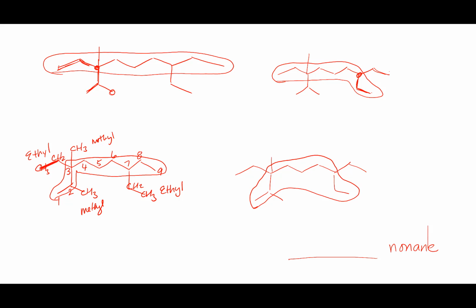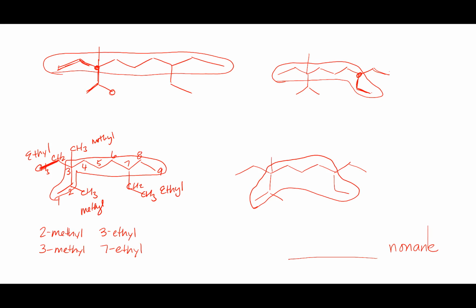So if I'm just tallying these up, what do I have? I have a 2-methyl. I've got a 3-ethyl. I've got a 3-methyl. And what? A 7-ethyl. So there are my 4 substituents.